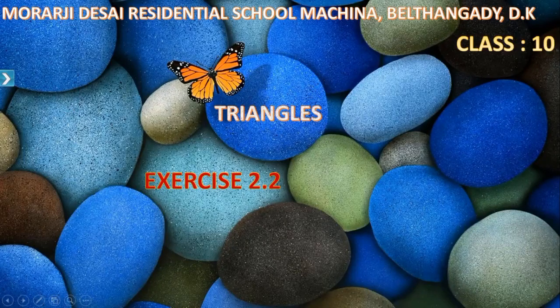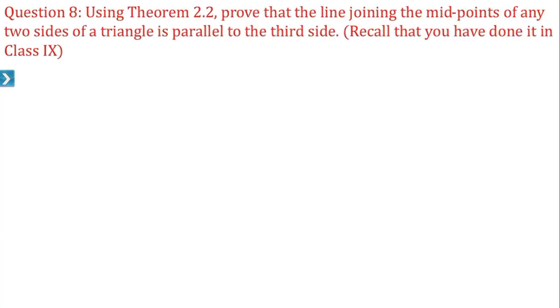Dear students, now let us solve 8th question of exercise 2.2 from triangles lesson. Look at question number 8. See here, using theorem 2.2, prove that the line joining the midpoints of any two sides of a triangle is parallel to the third side.